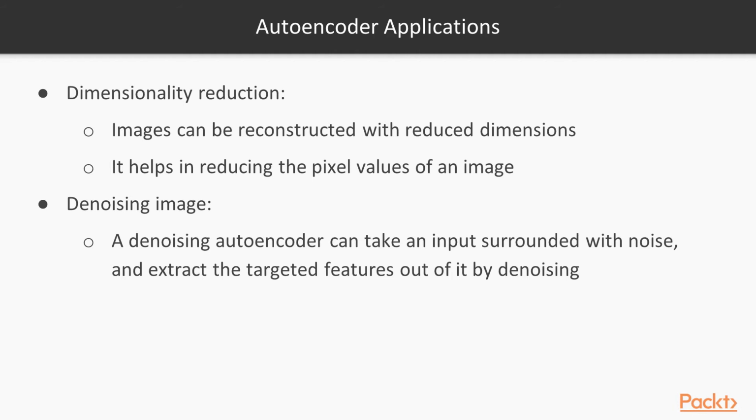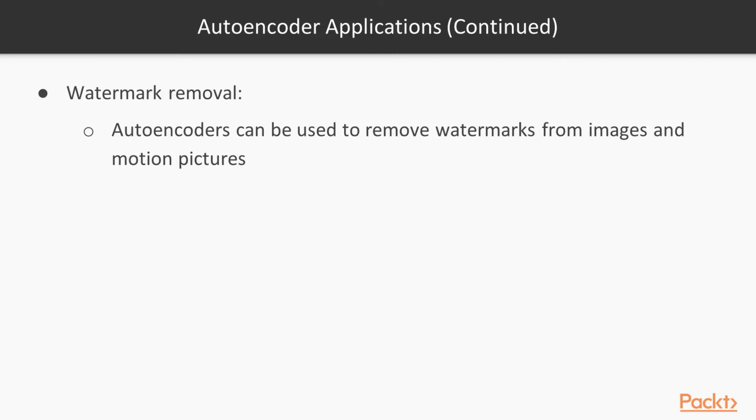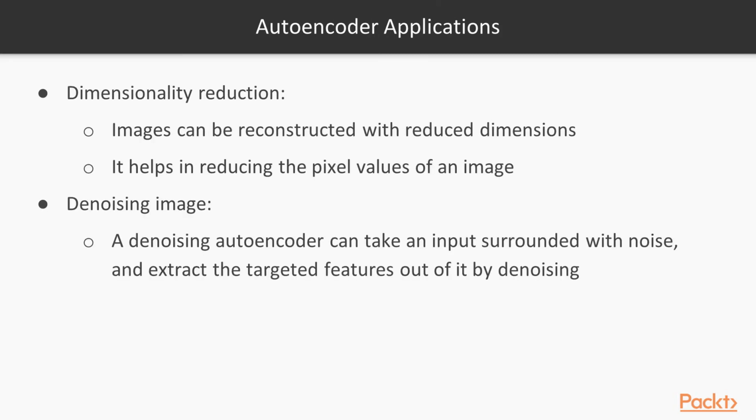Now let's discuss the applications of autoencoders. There are three very common applications of autoencoders: dimensionality reduction, denoising images, and watermark removal. Dimensionality reduction. Images can be reconstructed with reduced dimensions. It helps in reducing the pixel values of an image.